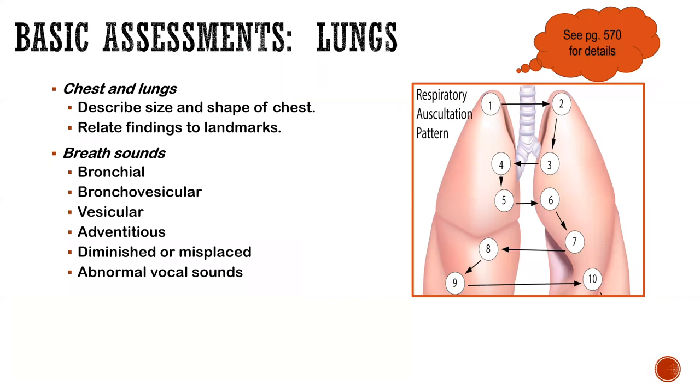Moving into the lungs. When we're assessing the chest and lungs, we're going to describe the size and the shape of the chest. There are all types of alterations, like spinal alterations such as kyphosis, which is an excessive curvature of the thoracic spine, and scoliosis, if you know what that is, which is a lateral curvature of the spine. And these things can alter the thoracic cage, okay?